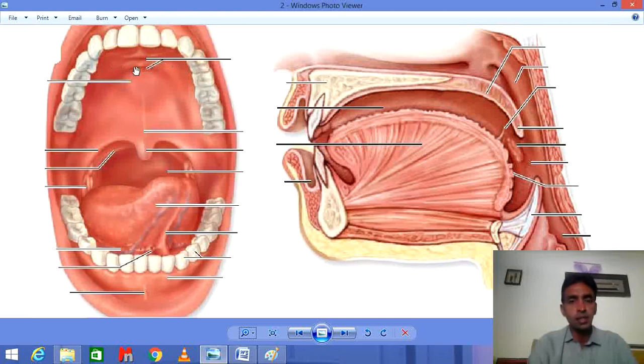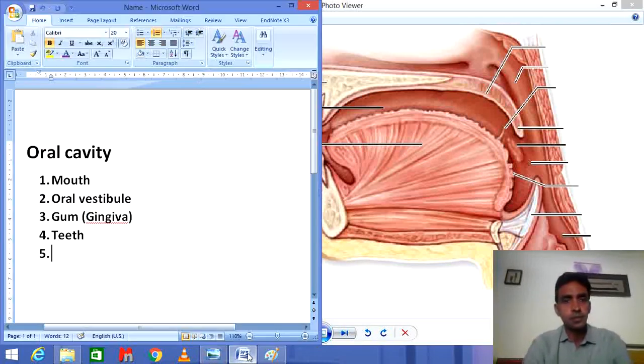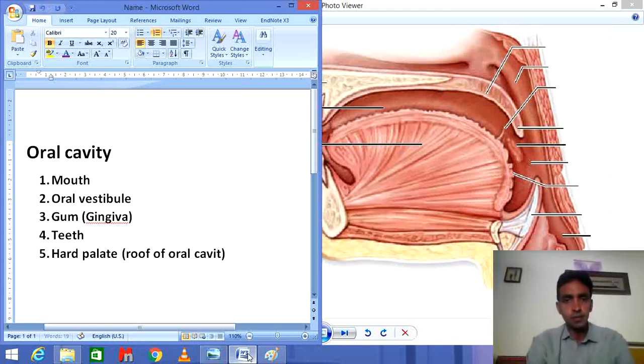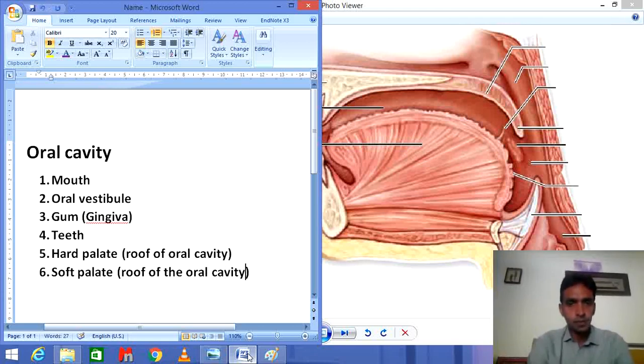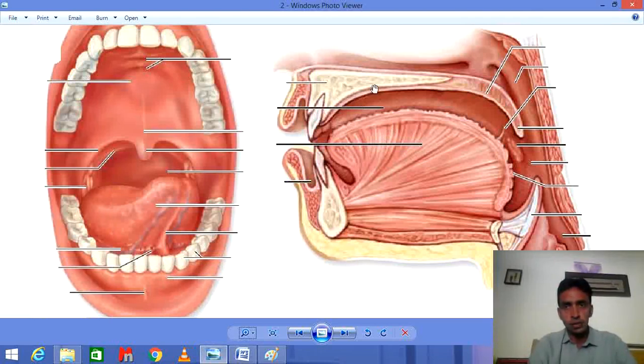This is called the hard palate, and it represents the roof of the oral cavity. And then after the hard palate, there is the soft palate. That also represents the roof of the oral cavity.